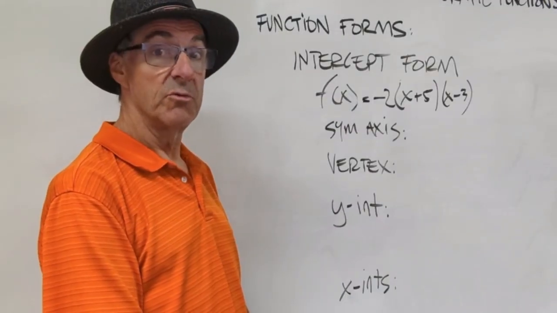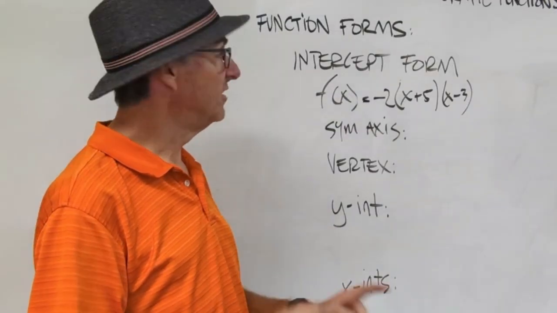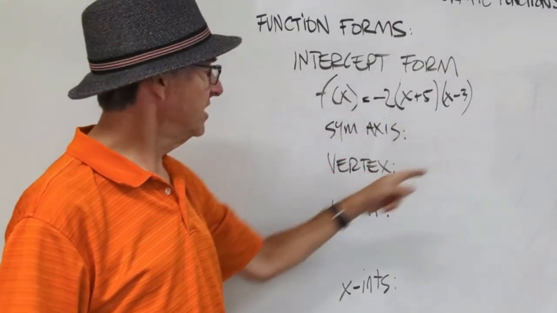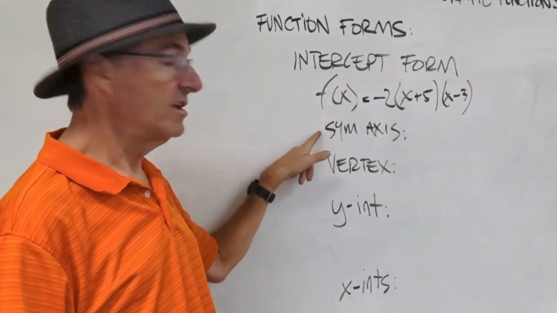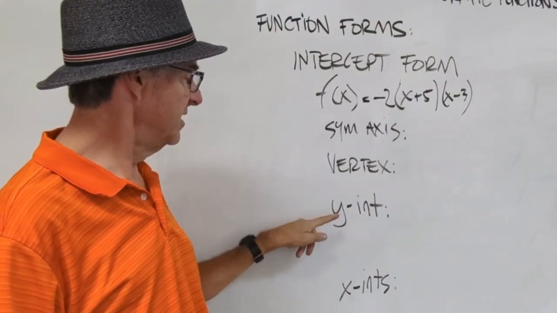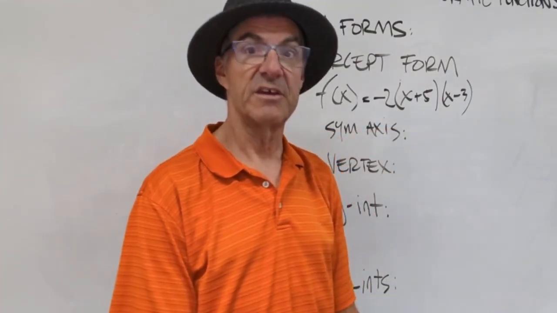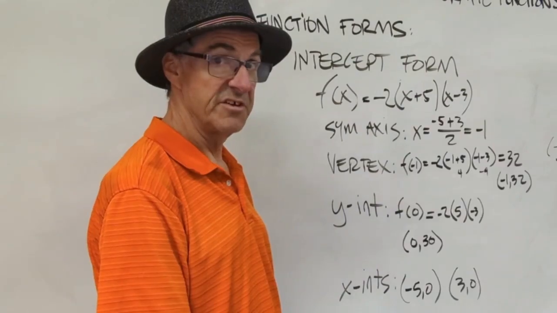Let's do an example with intercept form. Same deal, but here's your function now. We've got that for the function. Now I want you to pause the video, find my symmetry axis, my vertex, my y-intercept, my x-intercepts, and then go ahead and make a graph. Let's see how you did.